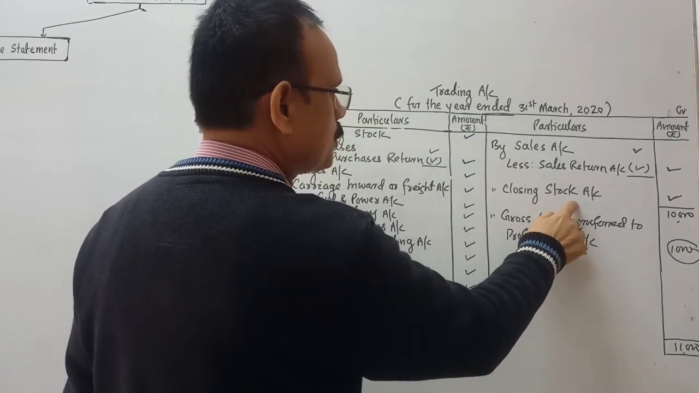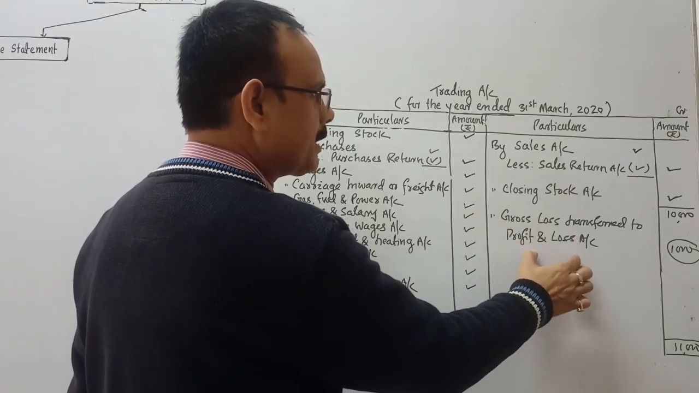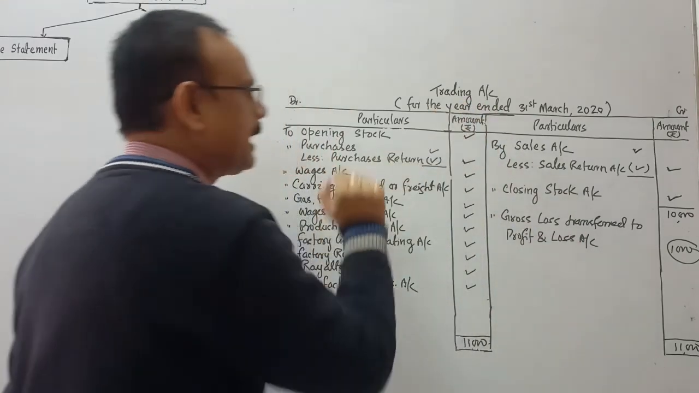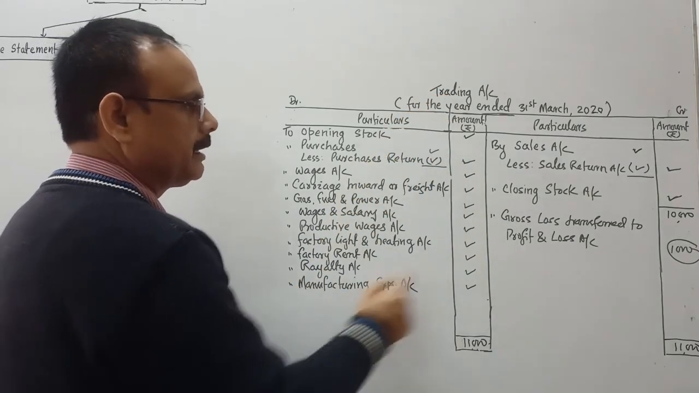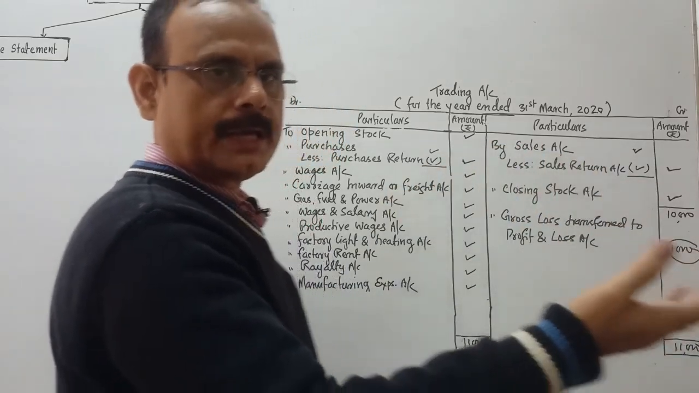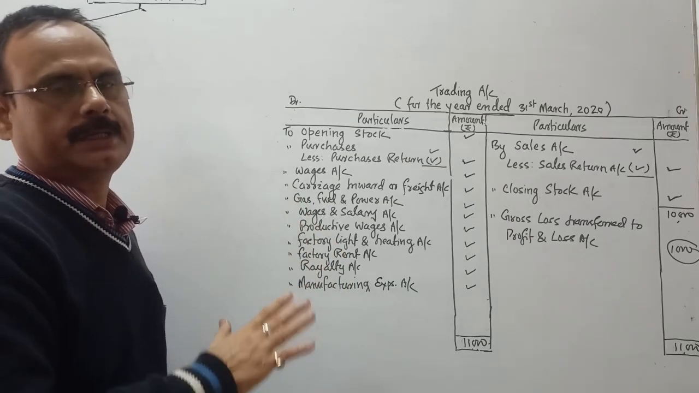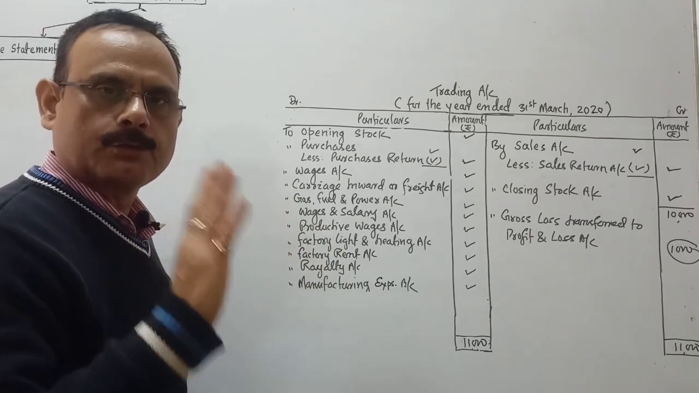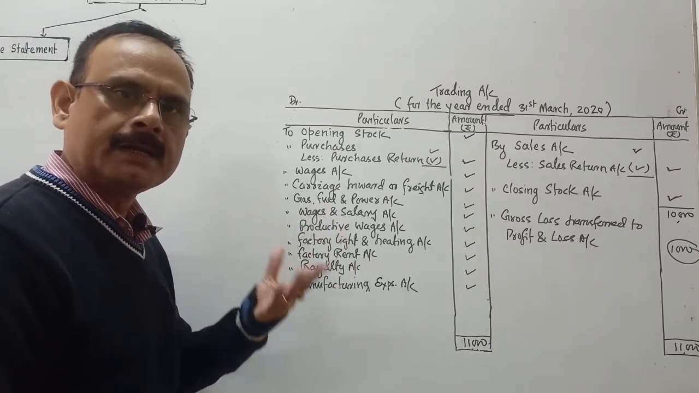This is for closing stock account debit to trading account. If there is a gross loss, then profit and loss account debit to trading account, and if it is a gross profit, then trading account debit to profit and loss account, either the profit or the loss. Okay, so is it clear how to prepare the trading account? Here in trading account we calculate the gross profit or gross loss that will be transferred to profit and loss account.